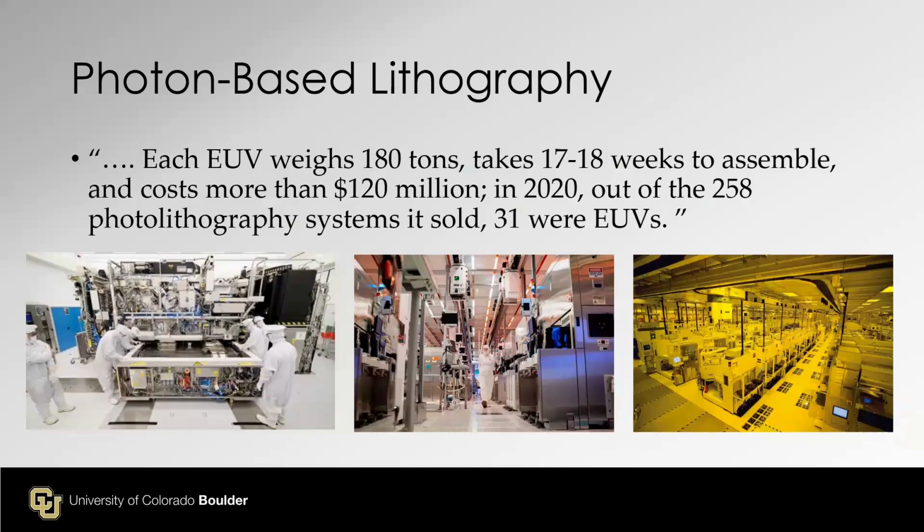What kind of instrument tool do they use for photon-based technology for EUV? Basically this is the EUV exposure system, weighs 180 tons, costs more than 120 million. And in 2022, this company, I think ASML, sold 258 photolithography systems. So a big one like this, all automated. And out of 258, only 31 are EUVs, extreme UVs.